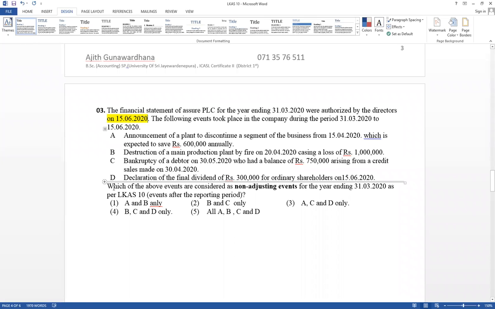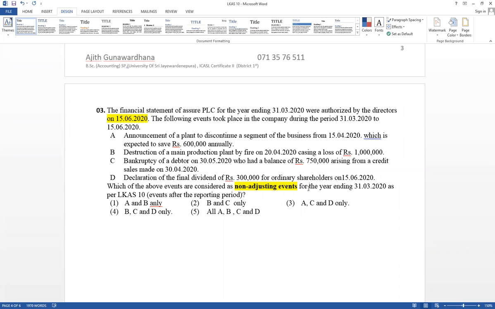At the same time, think about requirements. Which of the above events should be considered as non-adjusting? In this example, also there are non-adjusting events. What are the examples for non-adjusting? Due to flood or fire damage to the assets. Decline in the market value of investment. Proposed dividends for ordinary shares. Then government has decided to acquire part of land for construction of road. And business has decided to discontinue part of business activities. Those are normally non-adjusting events.